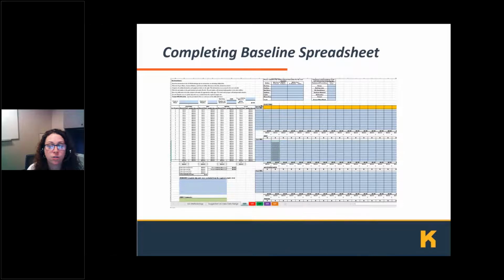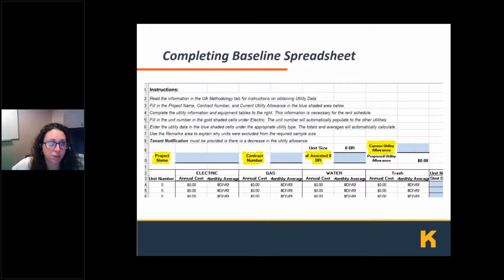All right, so in your top left, there's a small section with some instructions. The highlighted areas that you see on the slide will be basic information. So project name, your contract number, and again, I want to remind you that each tab is individual. So this particular tab is for 0 bedroom. You're going to want to enter your total 0 bedroom units. So if you have 10, if you have 100, you'll enter that number here.